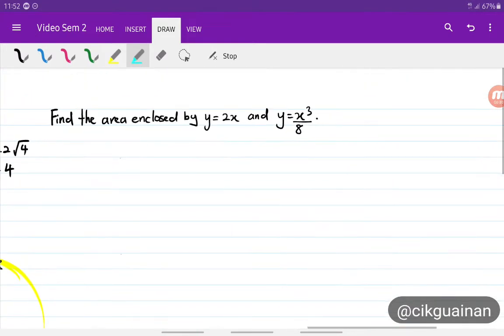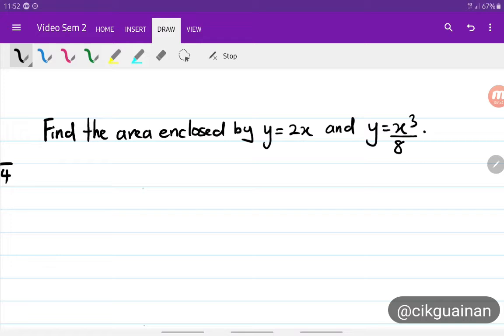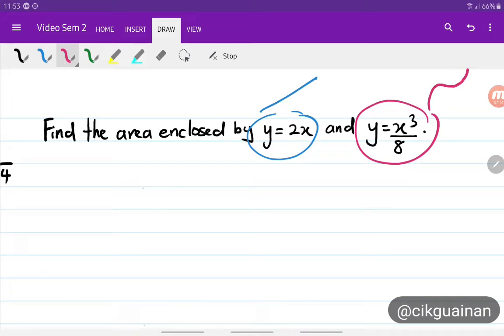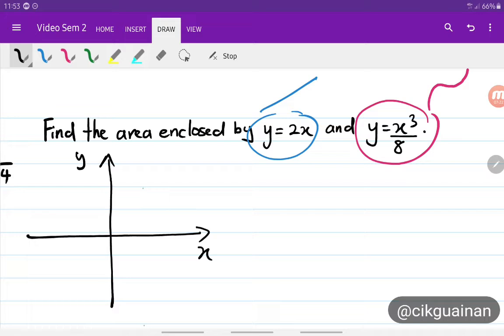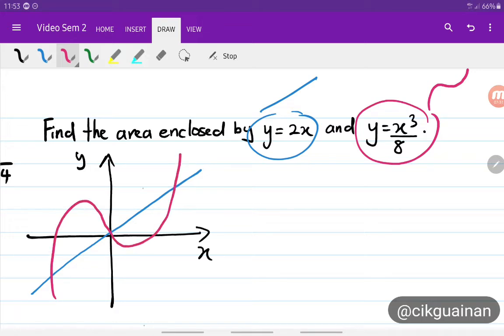Okay, so let's go to the second one, the last one. Find the area enclosed by y equals 2x and y equals x cubed over 8. Now this one is just a straight line going up towards the right, while this one is a cubic function, something like that, because it's positive. So let's do it. Let's sketch the function. Now that is like that, and then that is something like that, I guess.